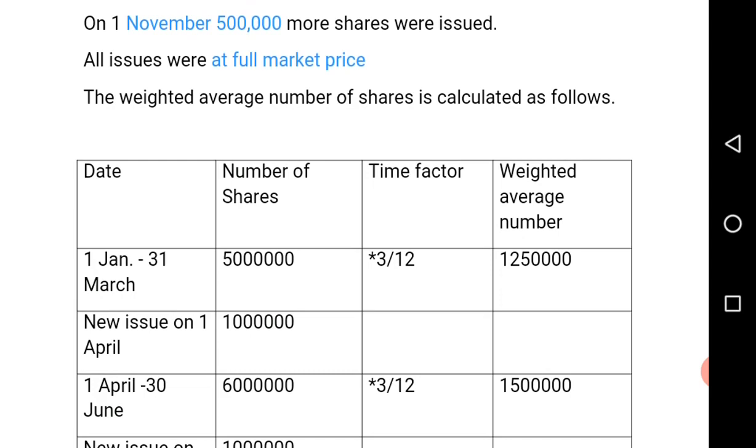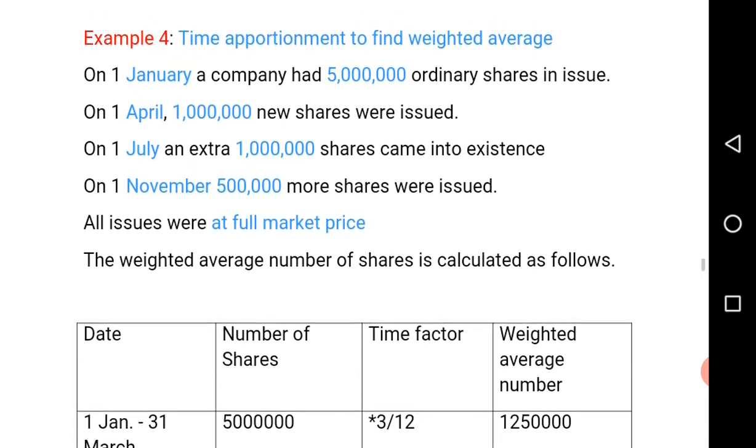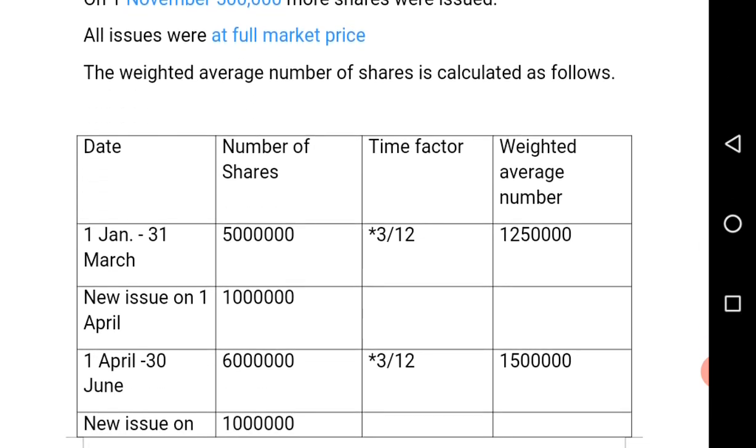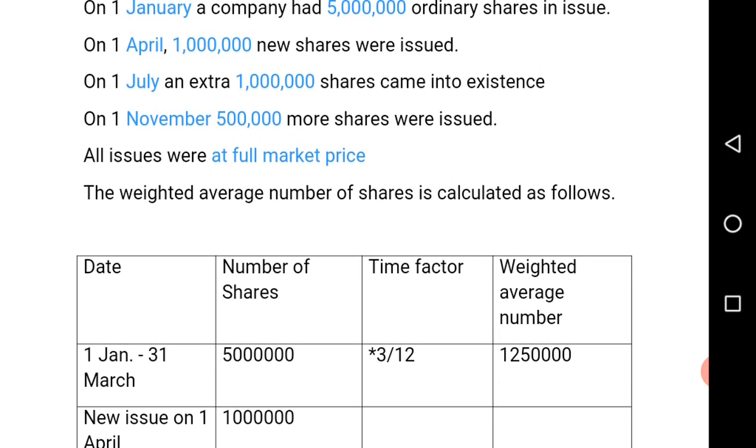And from 1st April we had new shares, so our total number of shares from 1st April becomes 5 million old plus 1 million new, that is 6 million naira. So now we are looking for the period when we had 6 million ordinary shares. We started having 6 million ordinary shares from April to June, because by July 1 we had already issued new 1 million ordinary shares.